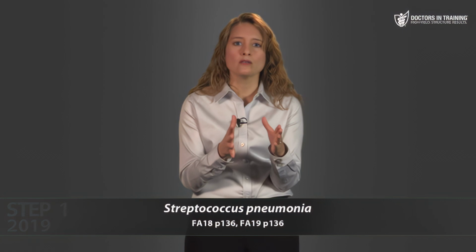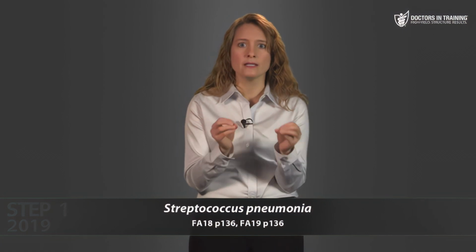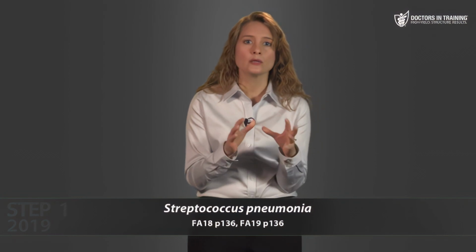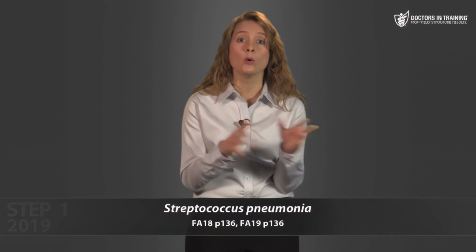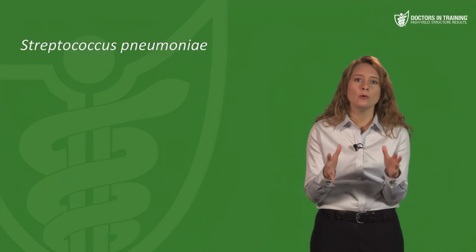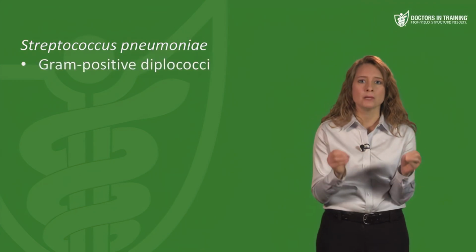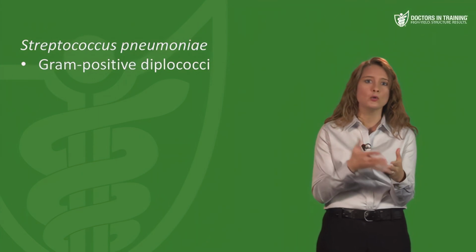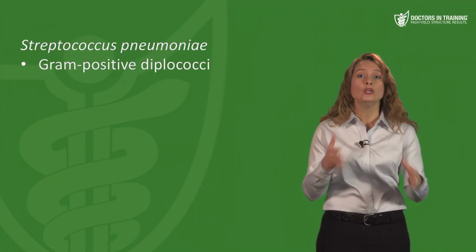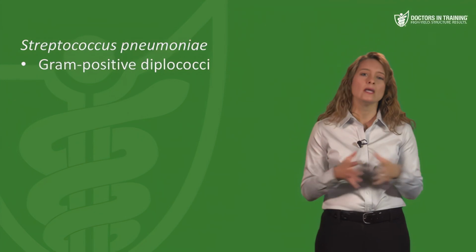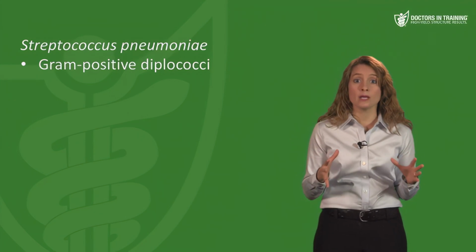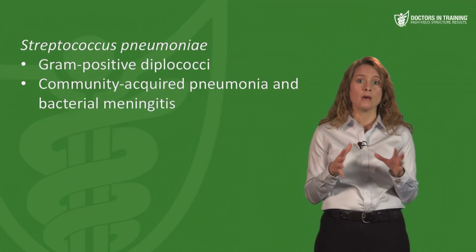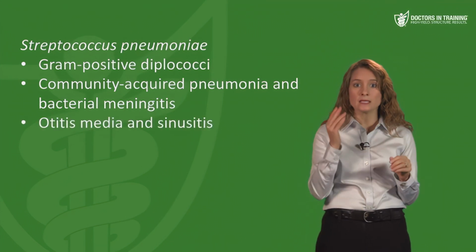Okay, let's talk about one of the Streptococcus species that you definitely need to know about, and that's Streptococcus pneumoniae. You will also hear this referred to as strep pneumo or as pneumococcus. Strep pneumo appears as gram-positive diplococci. If you see that description, gram-positive diplococci in sputum, blood cultures, or CSF, you need to think about strep pneumo. In adults, strep pneumo is the most common cause of community-acquired pneumonia and bacterial meningitis, and it's one of the most common causes of otitis media and sinusitis.